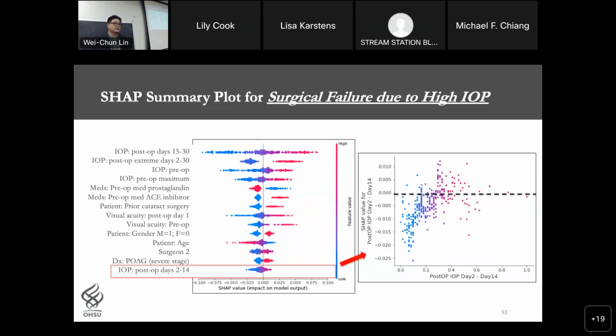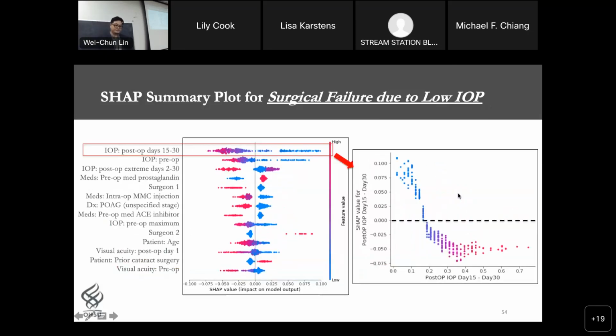And the prior cataract surgery feature shows the contrary effect compared to the prostaglandin eye drops. And here is another feature that is less important, which is the postoperative IOP day 2 to 14. We can see there is no clear relationship, and the range of the SHAP values is pretty small. This is the same as clinical findings, since after the primary surgery, the IOP always fluctuates during the first 2 weeks, so its prediction power is less.